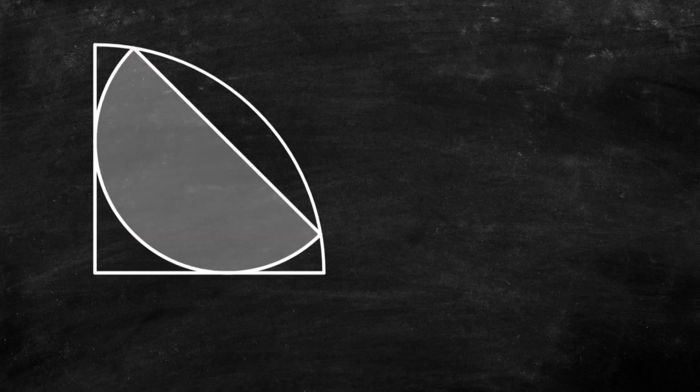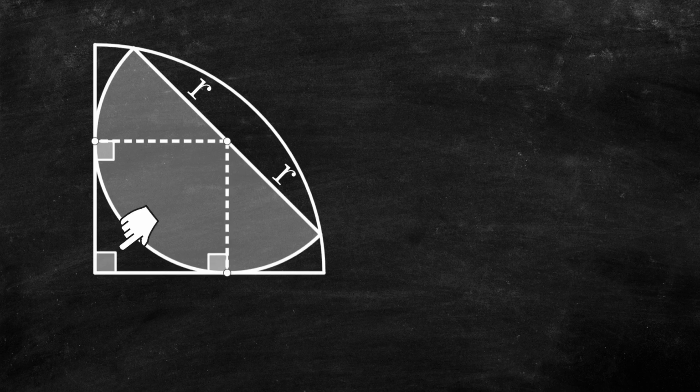Let's begin. First, locate the center of the semicircle. Assume that the radius of the semicircle is r. From the center of the semicircle, draw a horizontal segment to the tangent point. Also, draw a vertical segment from the center to the other tangent point.